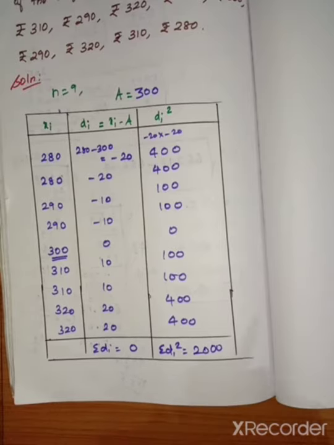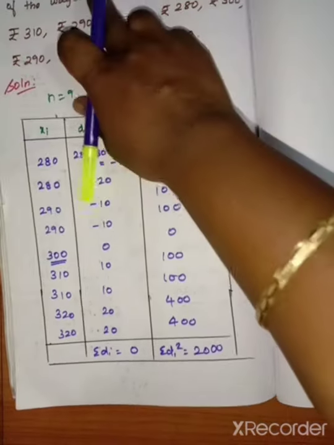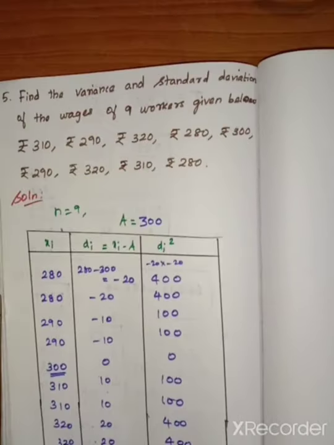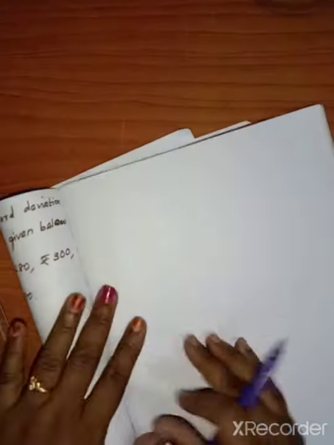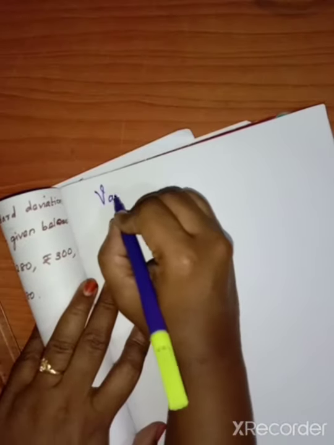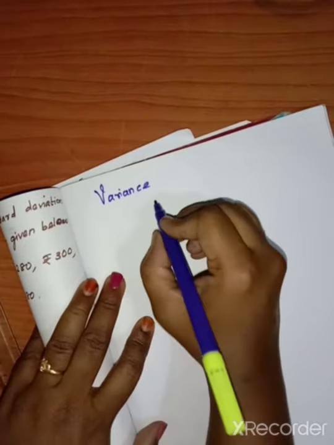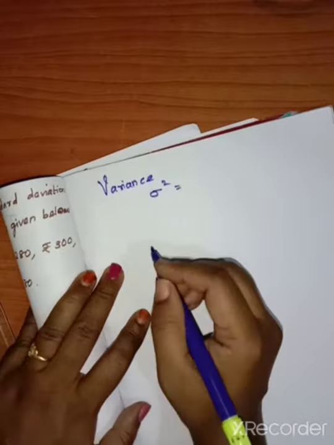Now we want to use the formula. First of all, we want to find the variance. Then we want to find the standard deviation. So for the variance, the formula is variance equal to sigma square, that is the symbol.